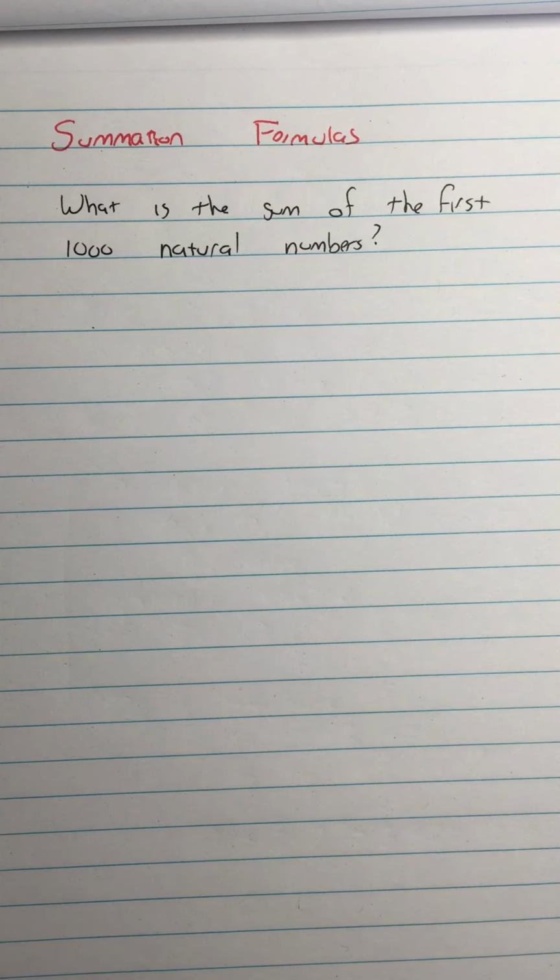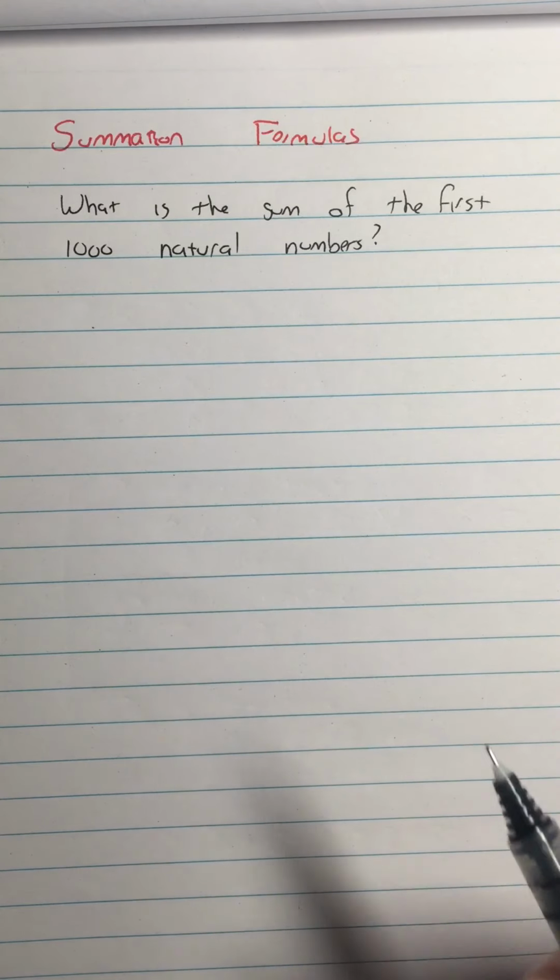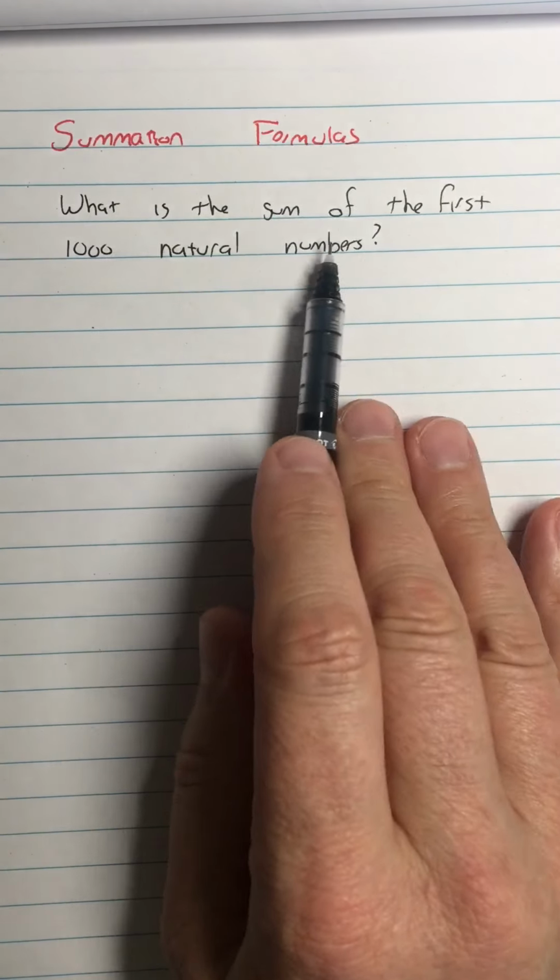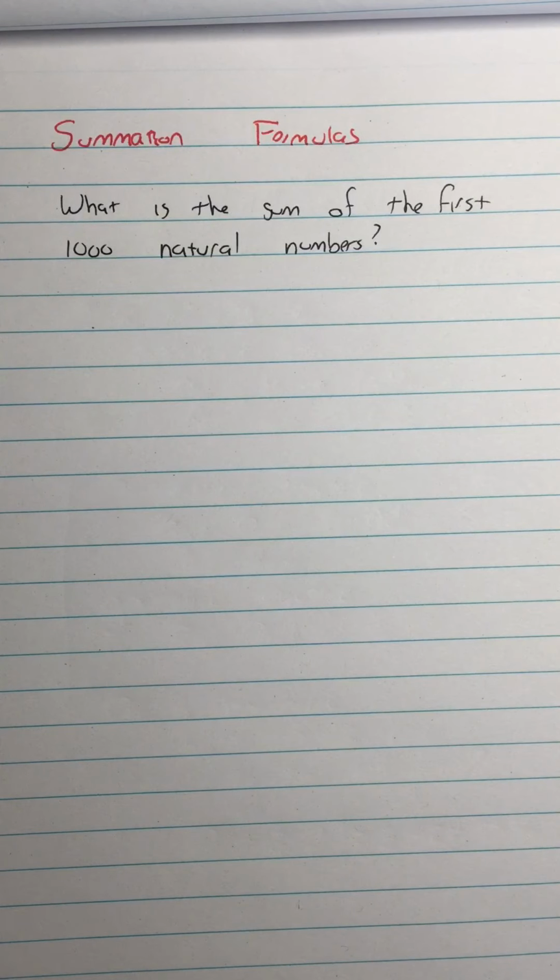All right, so now we'll look at summation formulas. Again, something you probably have seen before, but maybe you forgot it, and I want to make sure you've seen a solid justification of why these things are what they are. So summation formulas for arithmetic sequence starts with a question like this. What is the sum of the first 1,000 numbers?